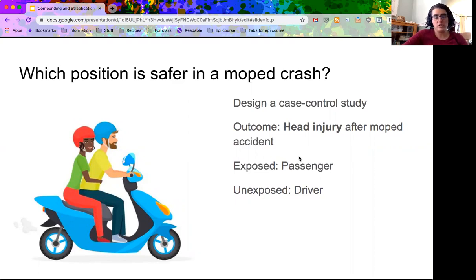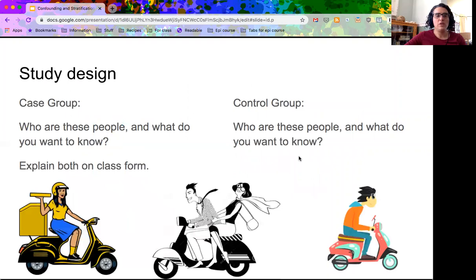So our question first is just, how would you test this? We're going to do it with a case control study. Again, the outcome we're interested in is whether you have a head injury after a moped accident, with the passenger being in the exposed position and the driver the unexposed. So I'd like you to take a few minutes and think about how you would design this study. You should have the Google form open, and I want you to pause the video and sketch out who your case group would be, who your control group would be, and a little bit about what you want to know from each group. So pause the video, and why don't you go do that and come back.